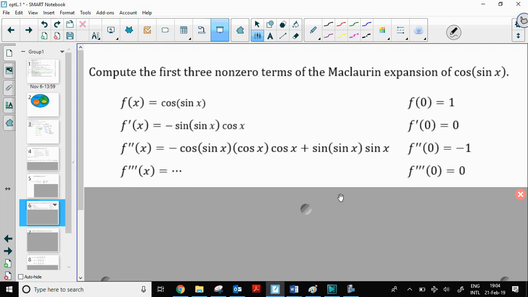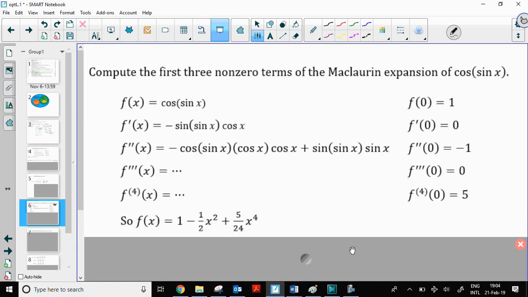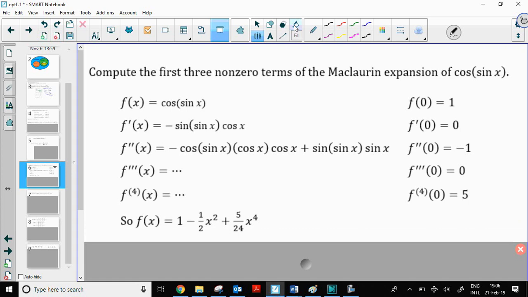I'll be honest with you, I didn't feel like doing the next few, but I assure you, if you bother getting down to the fourth derivative for this function, the fourth derivative at 0 is equal to 5. And this is all we need, these three numbers. We put them into our Maclaurin series format, and there we go. Those are our first three non-zero terms for this function. So that's one way that they can specify how many terms they want, and they can just tell you how many terms there are.